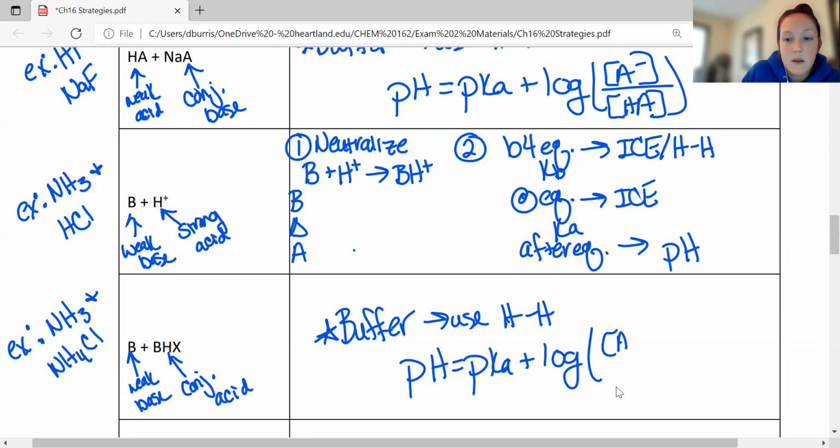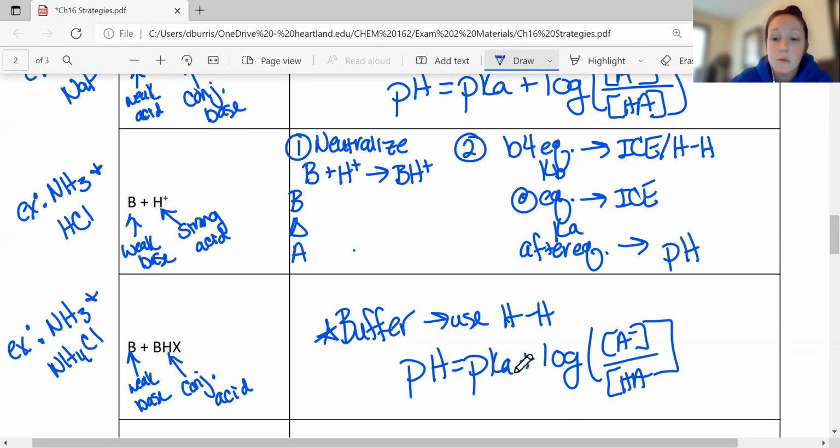A minus over HA. Essentially, if you have the KB, we can find the Ka and plug that in. A minus is the base and HA is the acid. So just put the base over the acid and you're good. Or like I said, I will probably put on the KB form of this equation as well, in case you want to use that. You can technically use either one as long as you're using the Ka or the KB as it describes. So hopefully you can recognize your buffer and then think, oh, I can plug that into the Henderson-Hasselbalch equation to get pH.